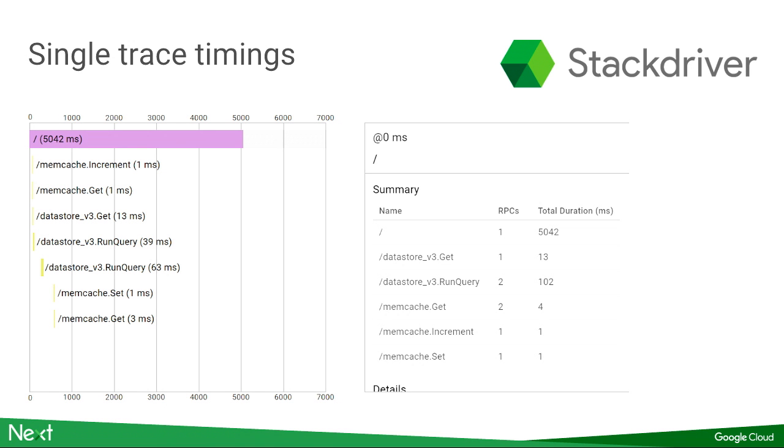So this is a single trace. This is one of the slower ones inside this particular app. Running on App Engine Standard, you can see it's doing a bunch of memcache and datastore requests, and then sort of nothing happens after the 1-second mark, right? We have no idea what the application is doing. So what happened there? I don't know.